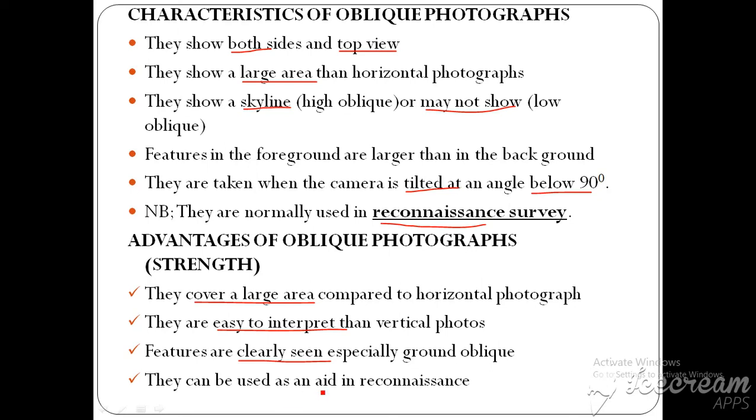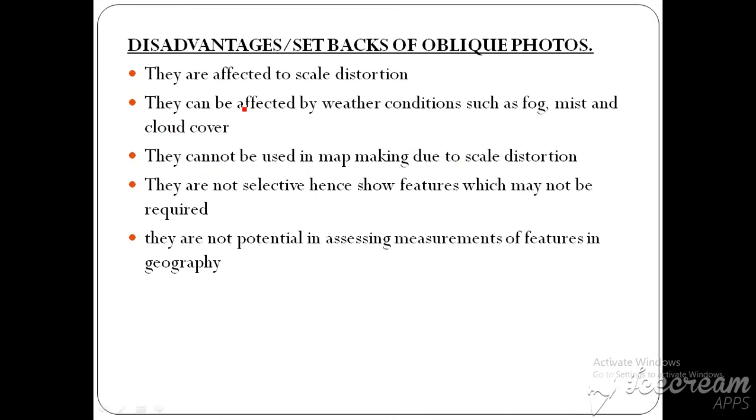Then the disadvantages. They are affected by scale distortion. The features near the camera will appear bigger or larger compared to the features which are far from the camera. That is scale distortion. You cannot know the real size of features because of scale distortion. Like horizontal photographs, they can be affected by weather conditions such as fog, mist, and cloudy cover. Like other types, they cannot be used in map making due to scale distortion. So they cannot be used in map making.